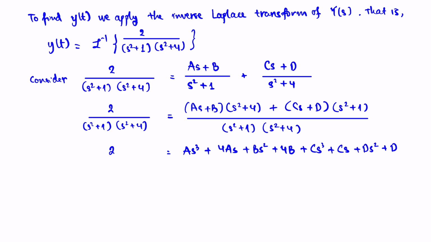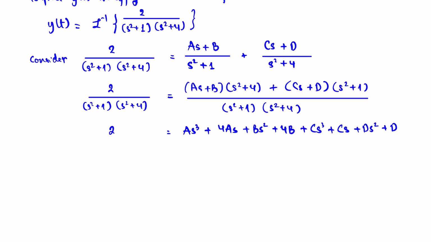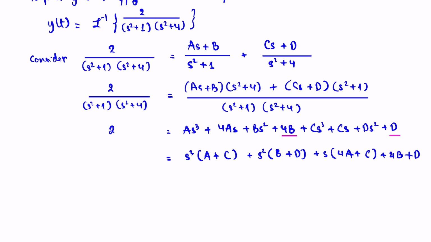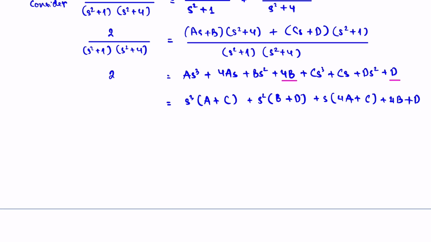Okay. Combine like terms. So you have s cubed as a common factor, and you're left with a plus c. You have s squared as a common factor, so you're left with b plus d. s is a common factor, and you have 4a plus c. And then you have 4b and d, which stay by themselves without any s attached to them. So 4b plus d. And on the left hand side, you still have 2.